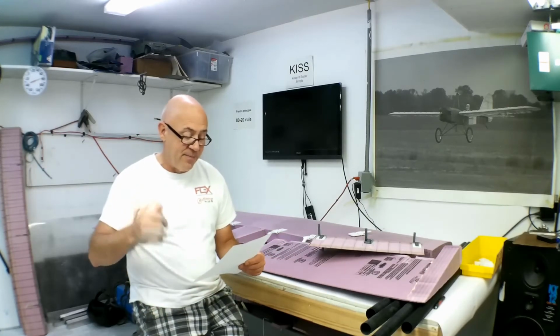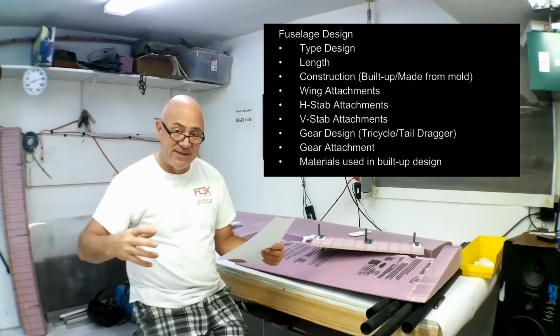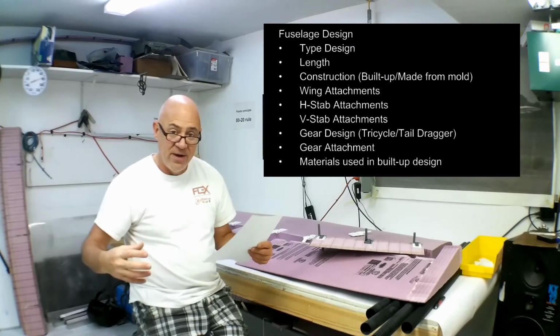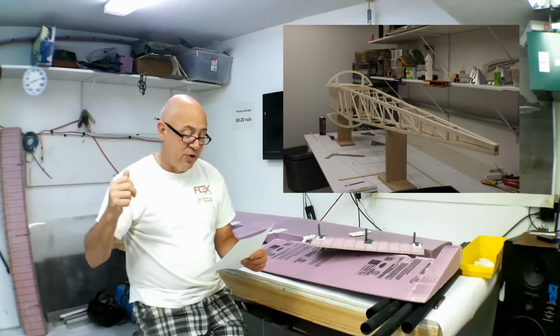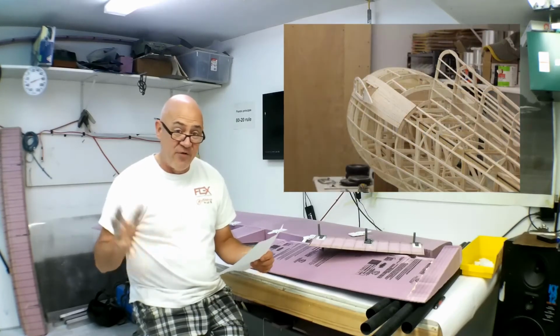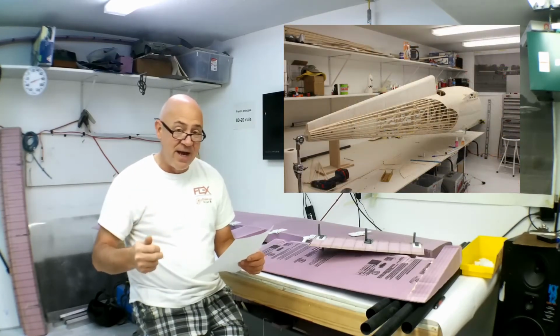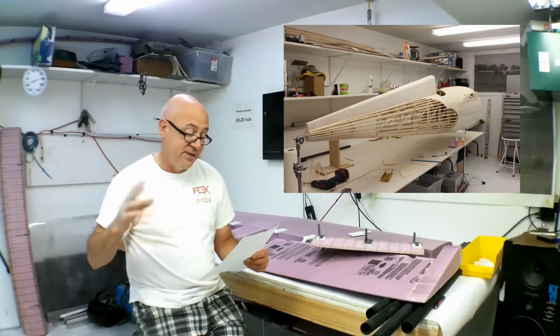Fuselage design, type of design. It could be styrofoam that's glassed and painted, and you pull a plug and then pull a mold. It could be fiberglass. It could be built up balsa. It could be hot wired or sanded down foam that's sheeted. Just design how you want to do that. You've got to know your length. Construction, built up, made from a mold. I already touched on that.